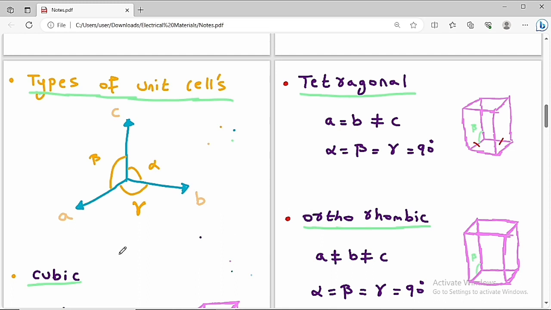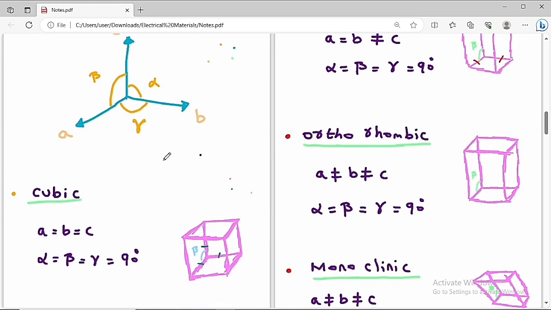The lengths are A, B and C, and the angles are alpha, beta, gamma. I have given the representation also, you can see clearly here. So based on the lengths as well as angles, we are going to get different unit cells, and based on that we can get different crystals also. So 7 types are there, and we will discuss one after another.